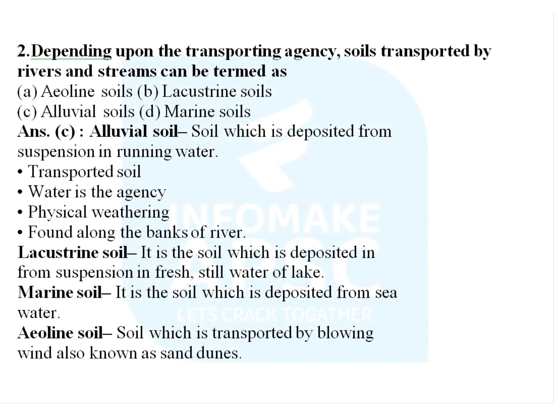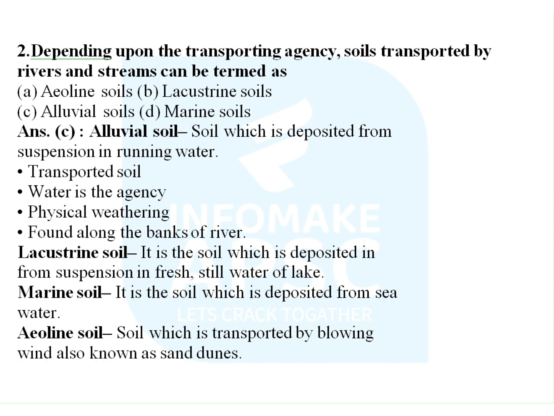Question number 2. Depending upon the transporting agency, soils transported by rivers and streams can be termed as A. Aeoline soils. B. Lacustrine soils. C. Alluvial soils. D. Marine soils. So the correct answer is C.